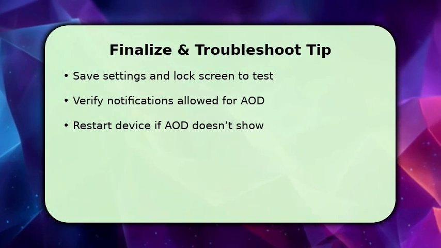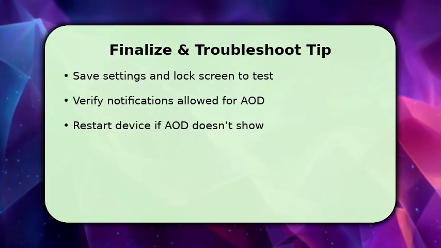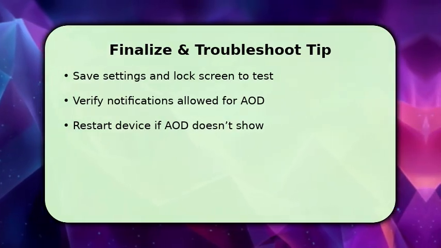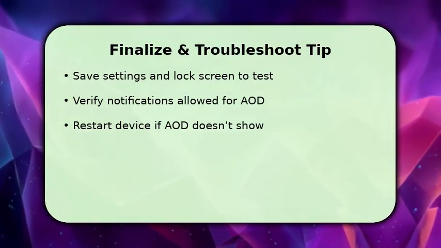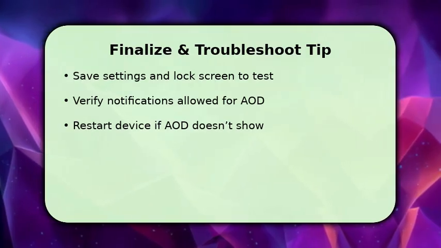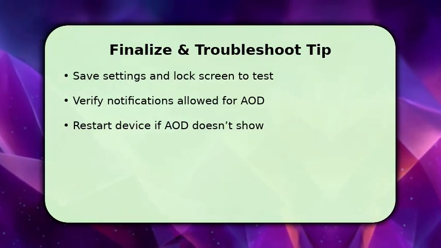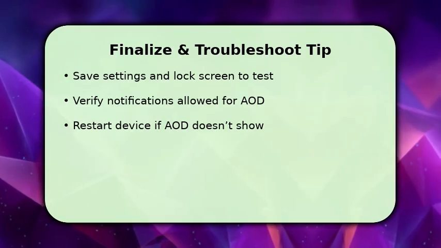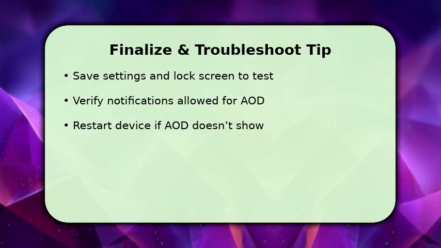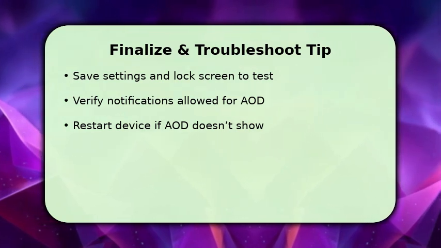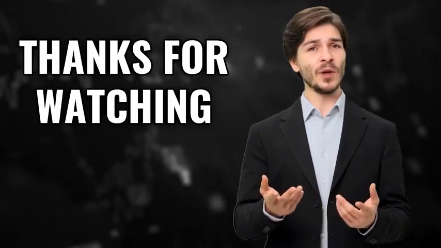Finish by saving your changes and locking the screen to confirm always on display appears as configured. You should see the chosen clock and widgets immediately. Make sure notification access is allowed for AOD so icons display correctly, and double-check battery saver modes are off because they can disable AOD. If it doesn't appear, restart the T800 Ultra to refresh system services. This simple reboot often resolves permission or service hang issues, and gets always on display working without deeper troubleshooting.